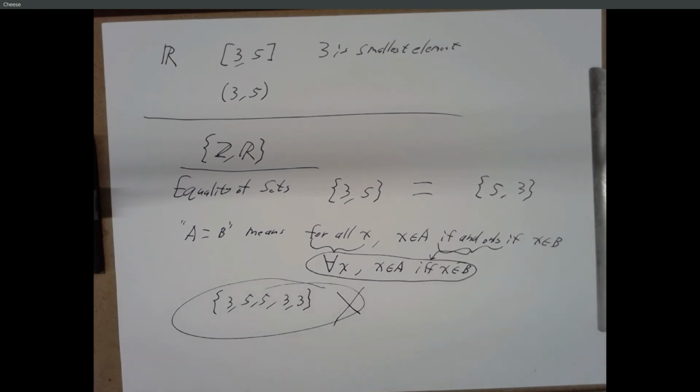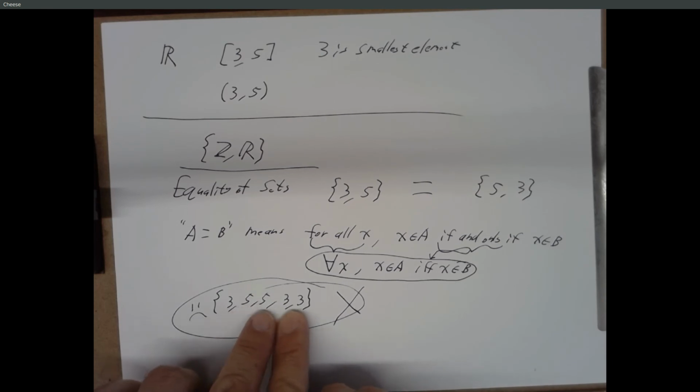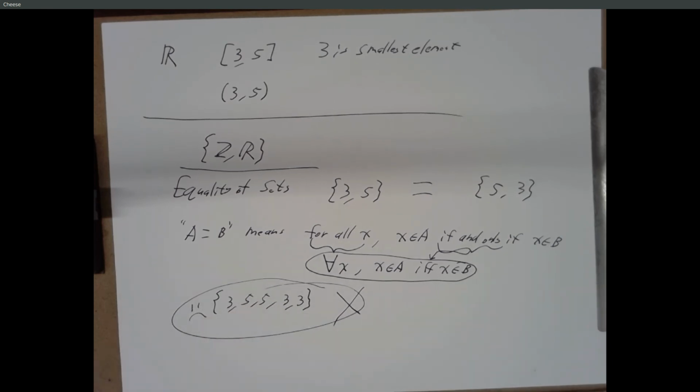We never want to write something like this, unless we put a frowny face next to it or something. This is not a valid notion of a set because a set is a collection of things. It cannot contain 2 of the same thing, right? A set is defined by the things that it contains. It contains a 3, it contains a 5, that determines the set. This is basically saying it contains a 3 and it contains a 5, oh yeah, and it contains a 5 and it contains a 3. Well, we've already said that, right?